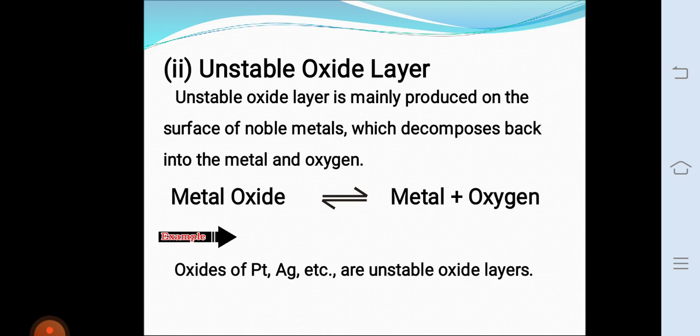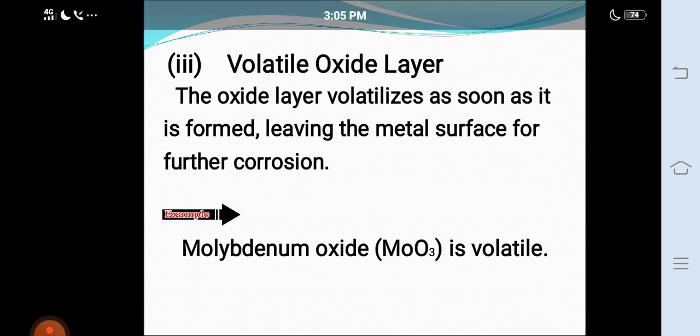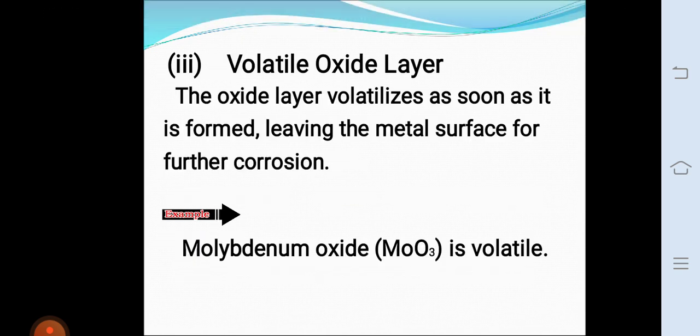Volatile oxide layer. The oxide layer volatilizes as soon as it is formed, and leaves the metal surface open for further corrosion. For example, molybdenum oxide is volatile.